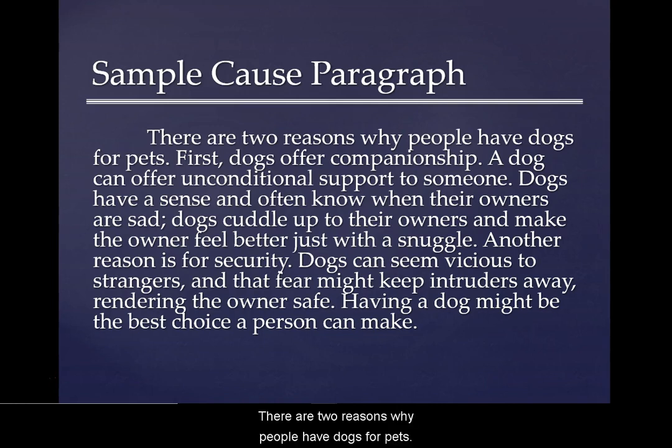There are 2 reasons why people have dogs for pets. First, dogs offer companionship. A dog can offer unconditional support to someone. Dogs have a sense and often know when their owners are sad. Dogs cuddle up to their owners and make the owner feel better just with a snuggle. Another reason is for security. Dogs can seem vicious to strangers, and that fear might keep intruders away, rendering the owner safe. Having a dog might be the best choice a person can make.